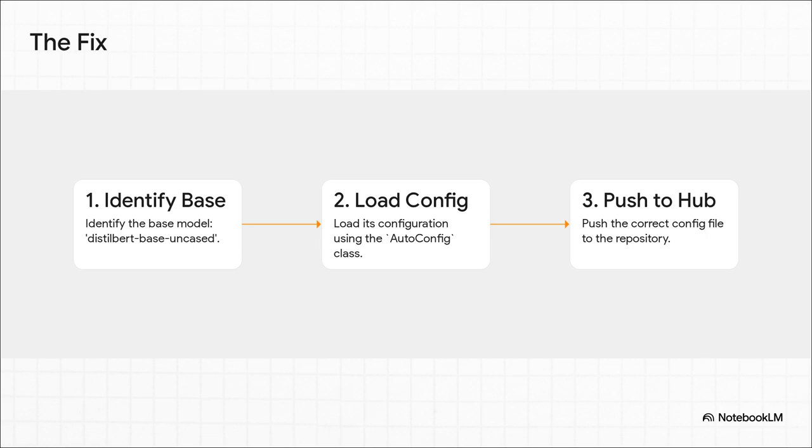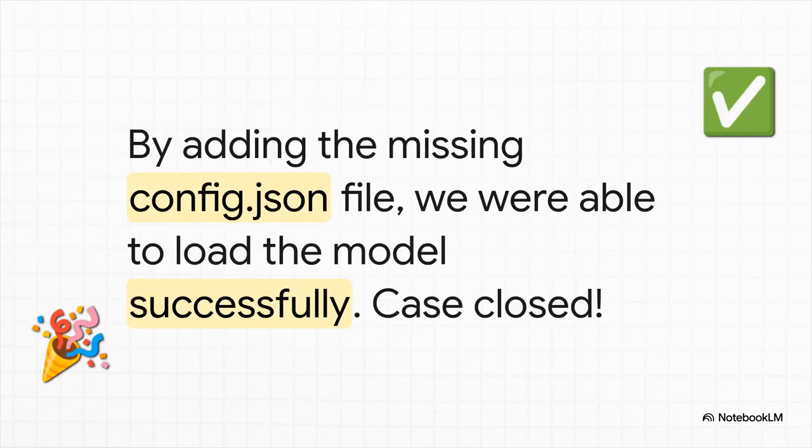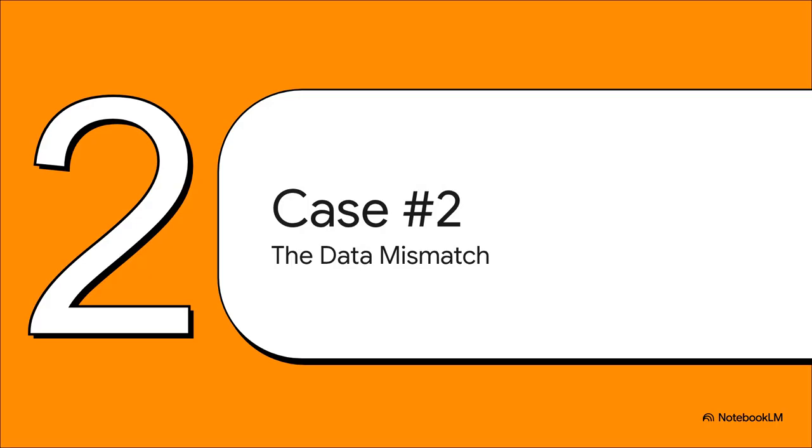That means we can probably just borrow the config file from the original base model. So we'll use a tool called autoconfig to grab that default configuration. Then we use another function, push to hub, to upload that missing file right back where it belongs. It's kind of like performing a little bit of digital surgery. And now, for the moment of truth, we try loading the model one last time, and it works just like that. Case closed.